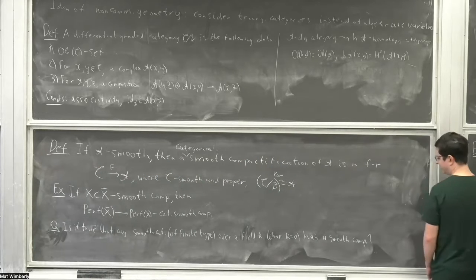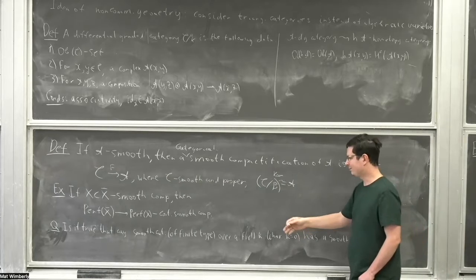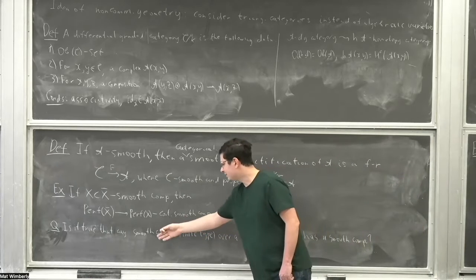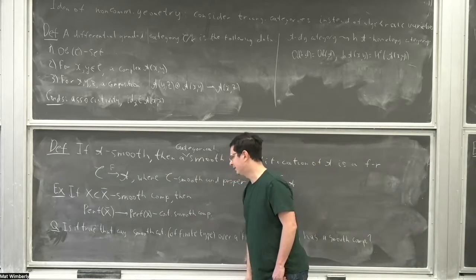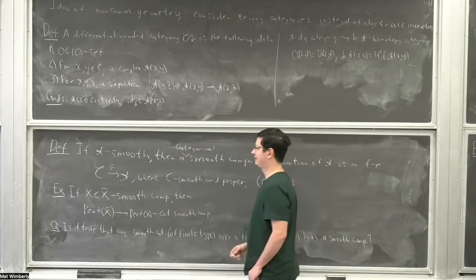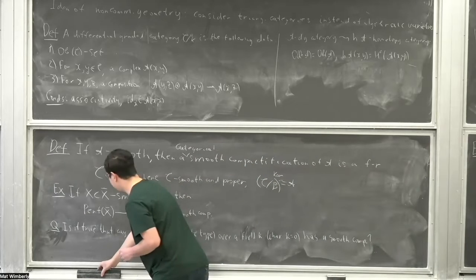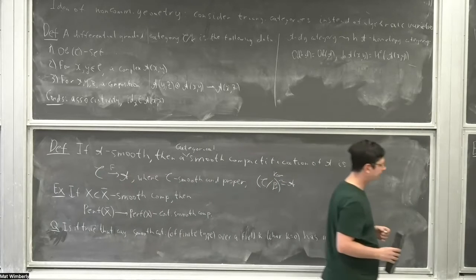But still, for sufficiently many smooth categories, essentially for almost all of them up to retracts, such a compactification can be constructed. And so let me give some interesting examples of this coming from algebraic geometry.